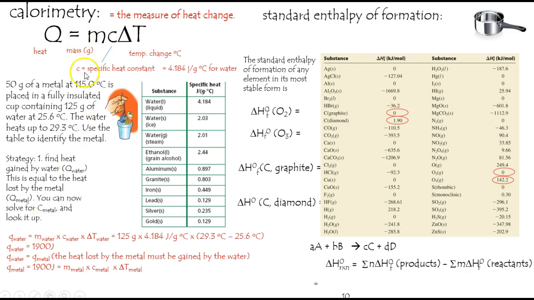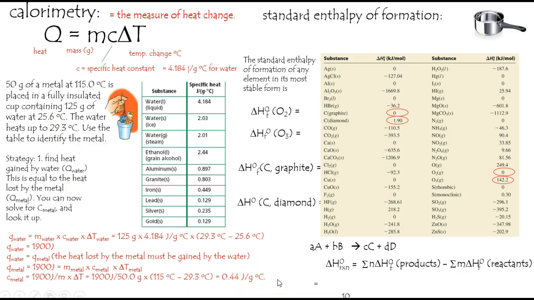There's our Q. Mass of the metal is given, 50 grams. The change in temperature of the metal, you've got to be careful. That's 115 degrees that it started out at. And where did it end? Here or here? Well, this is before you began the experiment, and when the experiment came to its end, it went to there. So 115 minus 29.3. There it is. We get a value of 0.44 joules per gram degree Celsius.